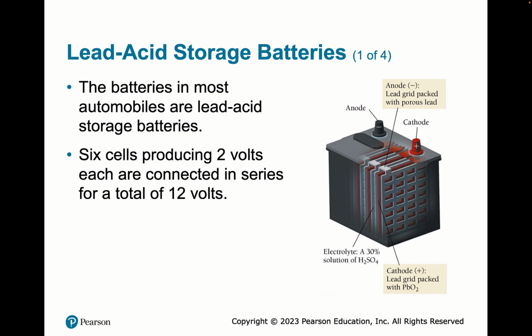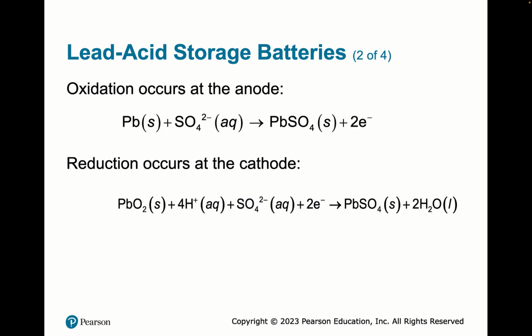And in the lead acid battery, it's 30% or more sulfuric acid in there, H2SO4. You have the cathode and the anode. And this is an interesting battery. Lead acid batteries are interesting because the anode is lead metal, and then the cathode is lead oxide.